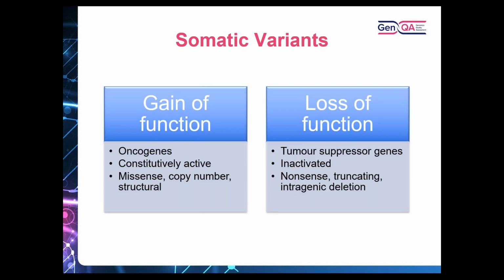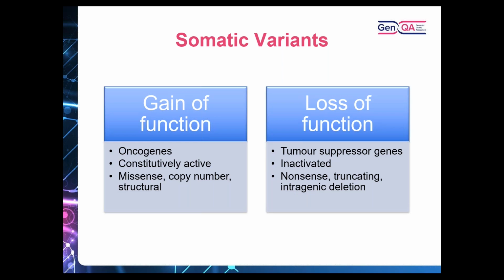Okay, so this is just to give a bit of a recap. When we're talking about somatic variants, we're mainly talking about two areas. Gain of function, which is the type of changes that you primarily see in oncogenes, where they become constitutively active, and what we tend to see in these genes are single nucleotide changes that tend to be missense, copy number changes, and also structural changes.